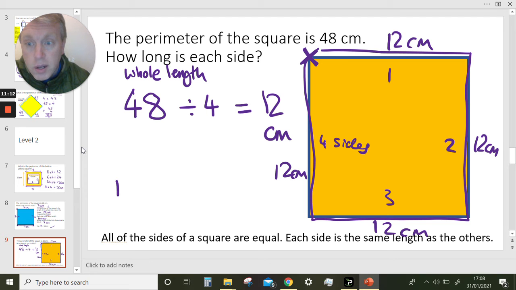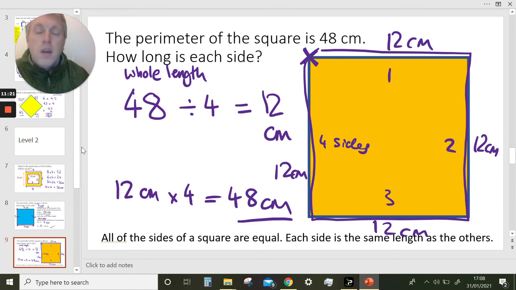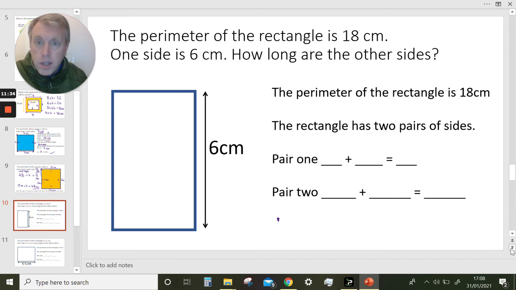Quick, check your working out. 12 centimetres times 4 is 48 centimetres. It's correct. How long is each side? Each side is 12 centimetres long. Let's have another go at this one. A question. Well, we know the whole perimeter and we're trying to work out the sides.